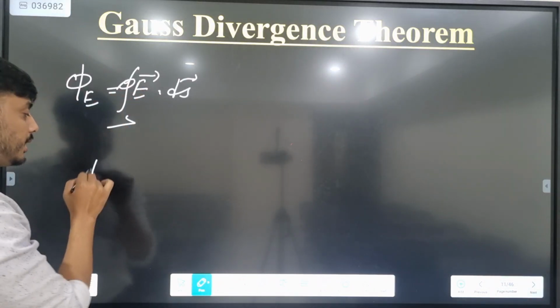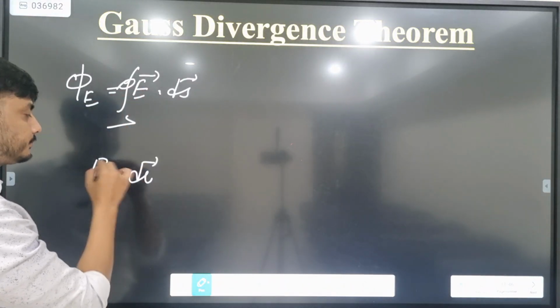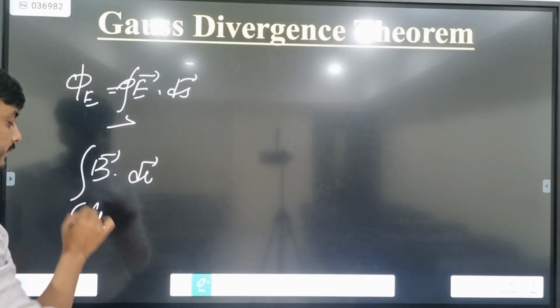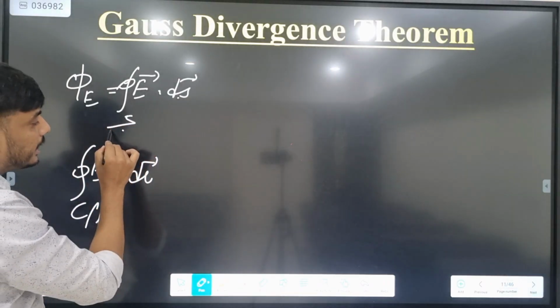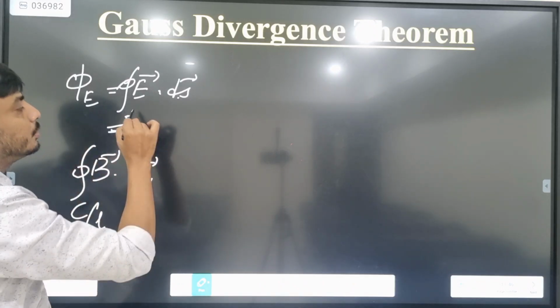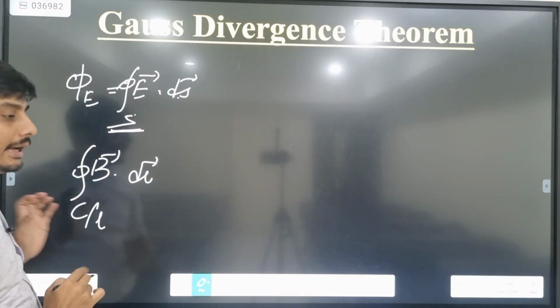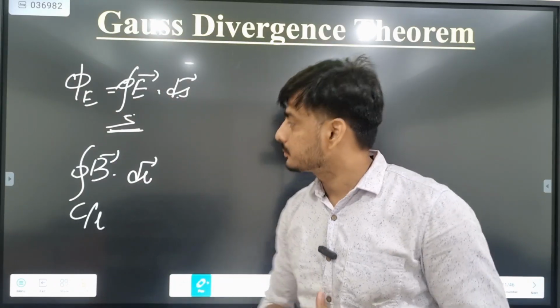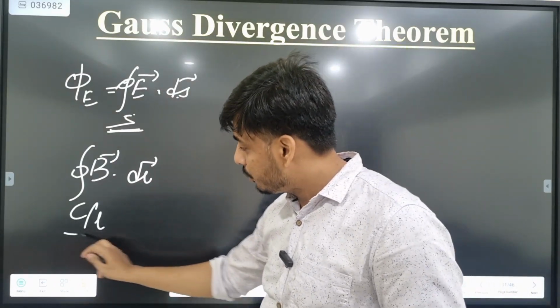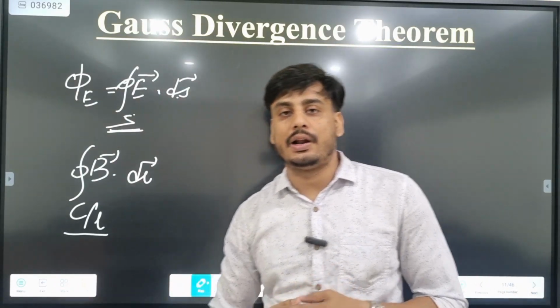Similarly, Ampere circuit law you remember, integral of B dot dl over C or L. Clear? Here you can see dot ds and integration over S. This is said to be a surface integral. When integration is taken over area, that is said to be a surface integral. But when integration is taken over a line, this is said to be a line integral.